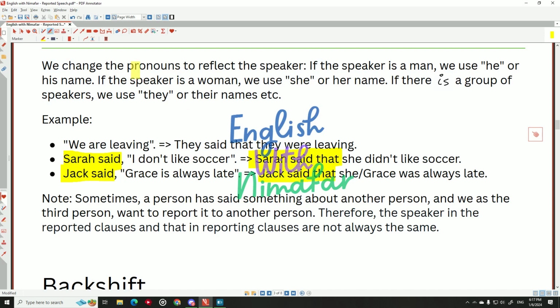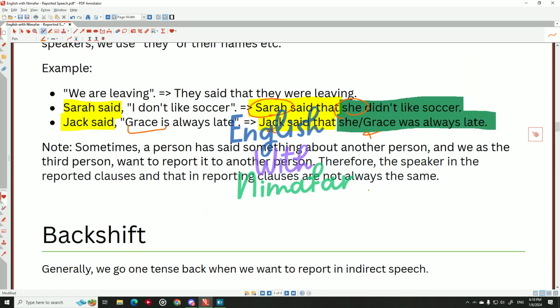And we have the reporting clause, which is the main thing. For example, she didn't like soccer. Green is reporting. Sometimes the speaker here is not the same. For example, we have Sarah and we have she here. But I can say here, for example, Jack is talking about Grace, another person. So Jack said that Grace was always late, or she was always late. Okay? Sometimes it can be something else. It shouldn't necessarily be the same.